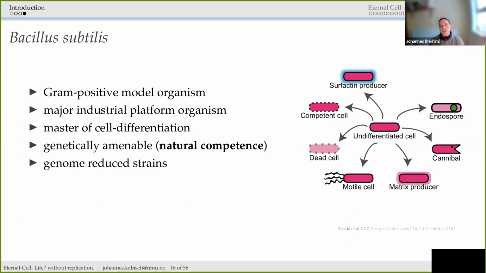So just a short introduction. We do this with Bacillus subtilis. Bacillus subtilis is a gram-positive model organism. It's a major industrial platform organism, and it's a so-called master of cell differentiation. And what does that mean? It can differentiate into all sorts of different subforms. And one that is important for what we're doing is that they can become competent, so they easily take up DNA from the outside. So the genome is very, very easily genetically manipulated. And they can form endospores, and I will come back to this at the very end.